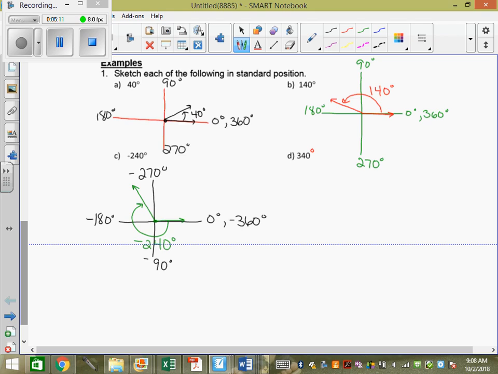And then 340. Starts here. I'm 20 away from 360. So 340 degrees. We agree? You have to draw the initial arm so they know where the heck you're starting. You can't just draw an arrow from the x-axis.